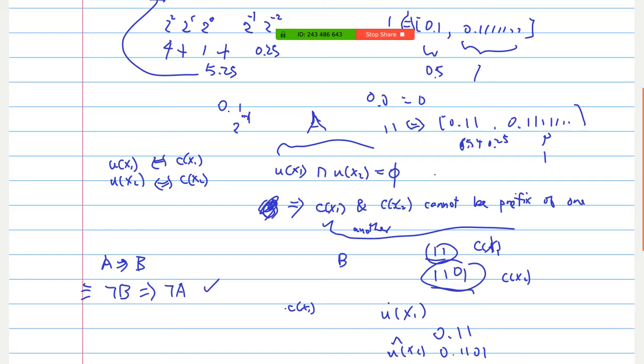I mean the lower bound of UX2 will be bigger than the lower bound of UX1 here. And on the other hand, what's the upper bound of UX1? Upper bound of UX1 is 0.111111, right? And the upper bound of UX2 is 0.11011111. So on the other hand, this upper bound of UX1 is bigger than UX2, right?